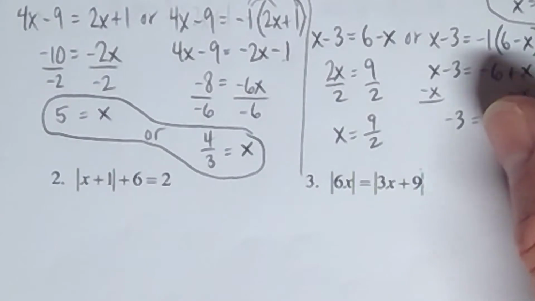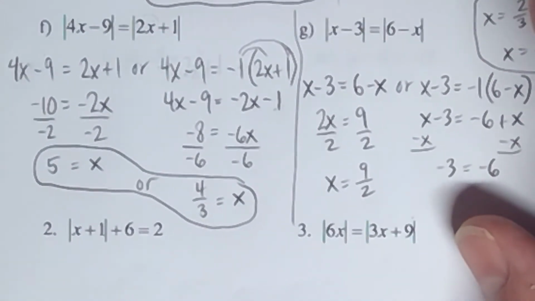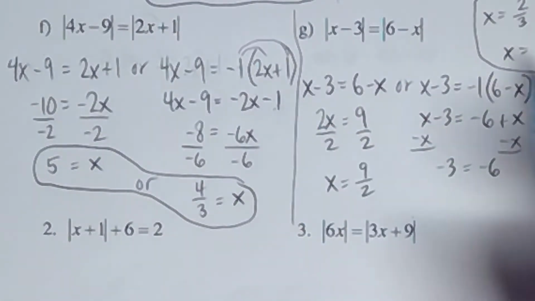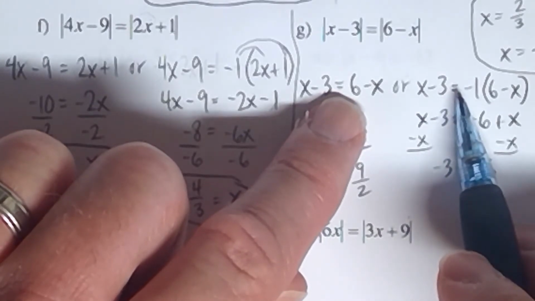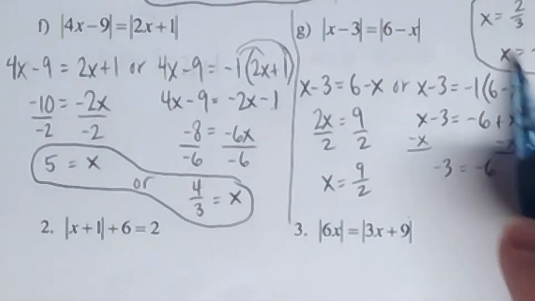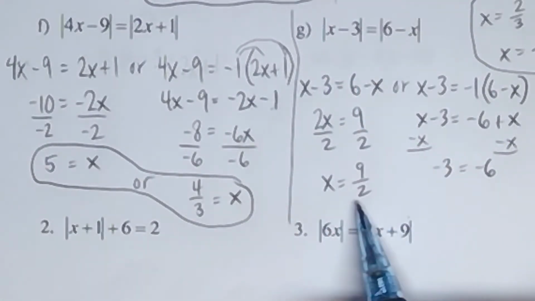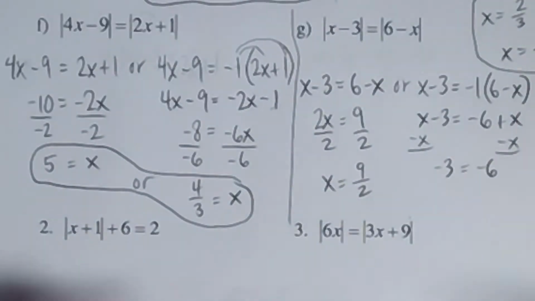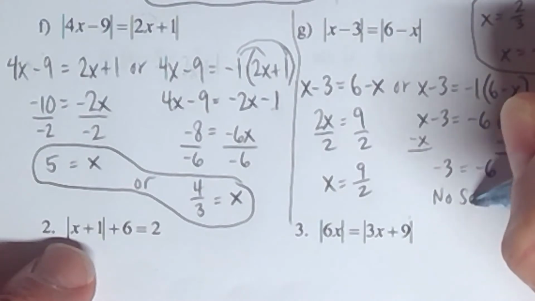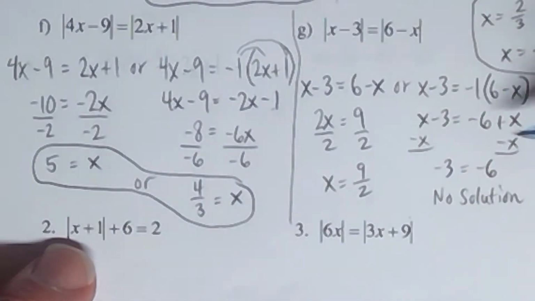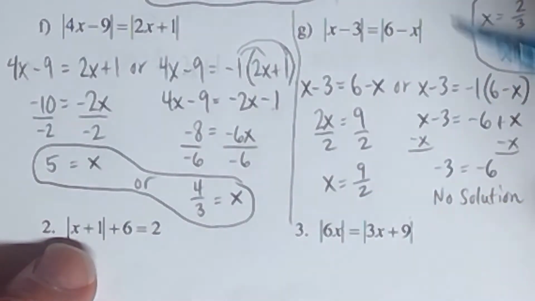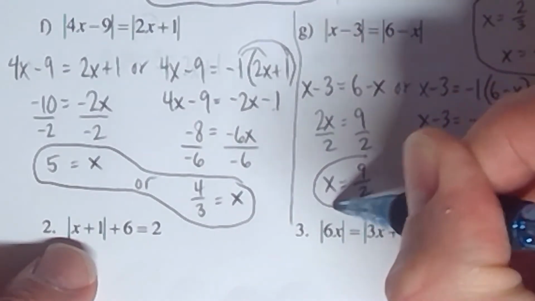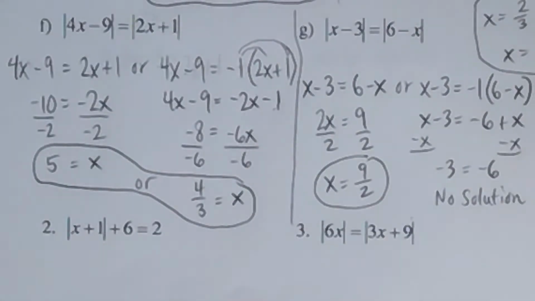But that does not mean, and this is what I'm concerned about, make sure you understand this, that the whole problem is no solution. Because when we do these two separate equations, you guys, they are independent of each other. So if one of them gives you no solution, that doesn't mean that the other one doesn't count. It still counts because they're independent of each other. So since this one is no solution, that just means that this equation doesn't produce an answer. But this equation, since it's independent of the other equation, it still counts. And so you get an answer right there, 9/2.